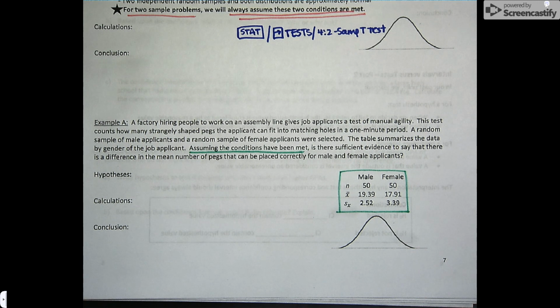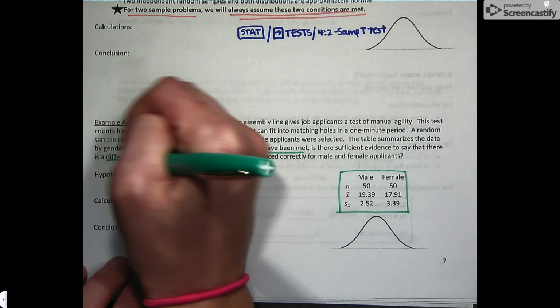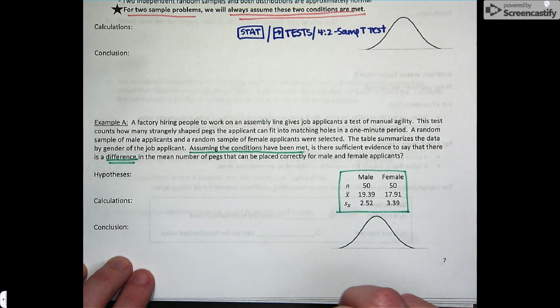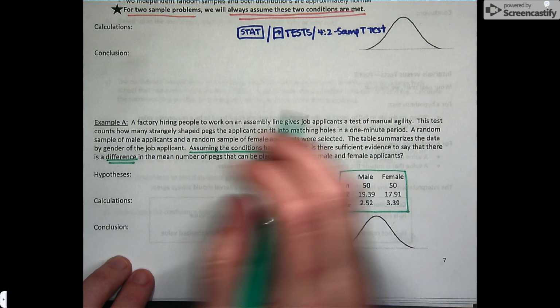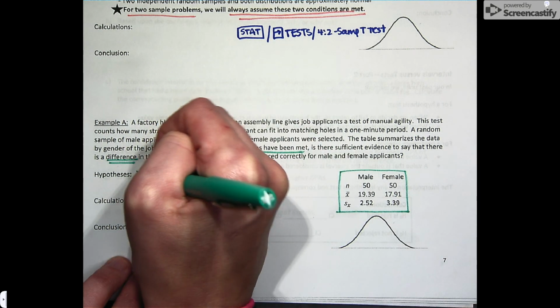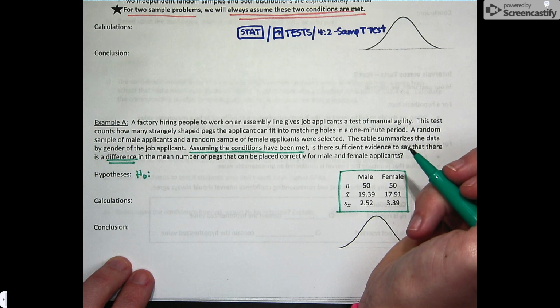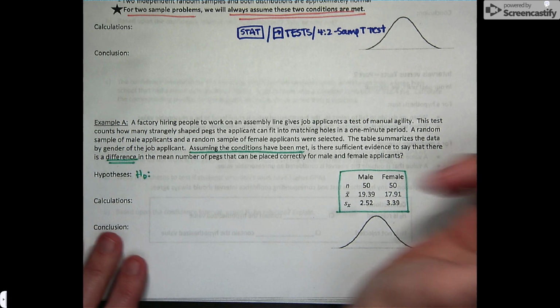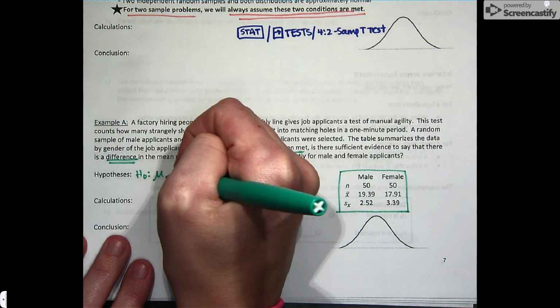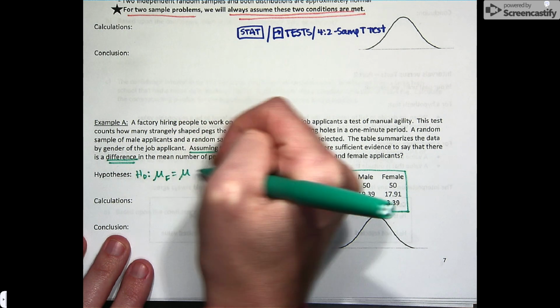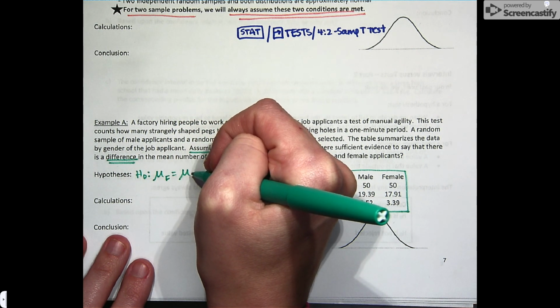But what we're trying to show is if there is sufficient evidence to say that there is a difference in the mean number of pegs that can be placed correctly for male and female applicants. So my hypotheses, the null hypothesis. Remember, the null is what you have to assume to be true. So we have to assume that the mean for females is the exact same thing as the mean for males.